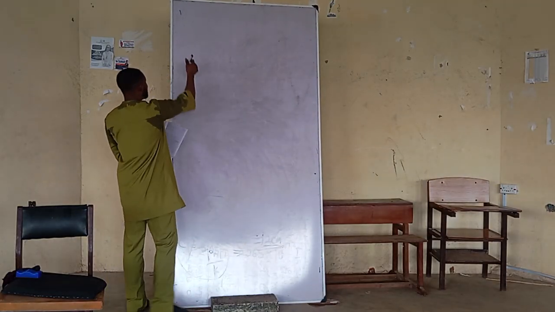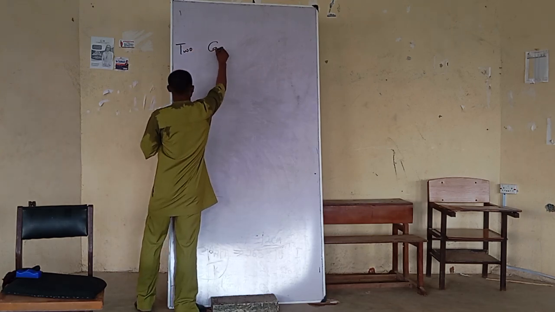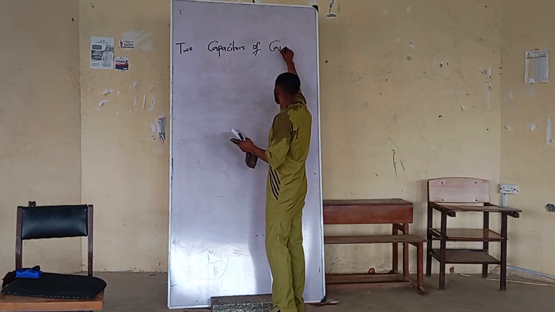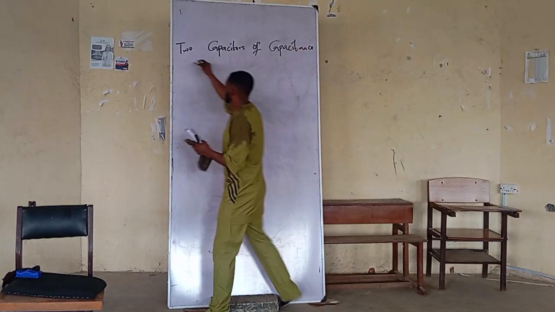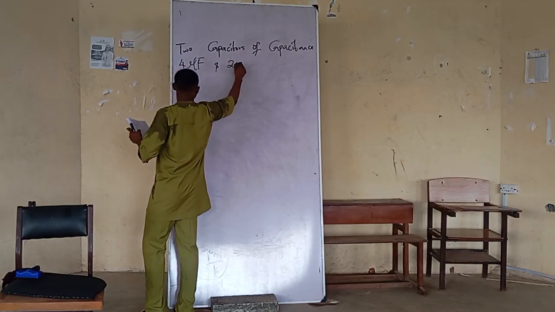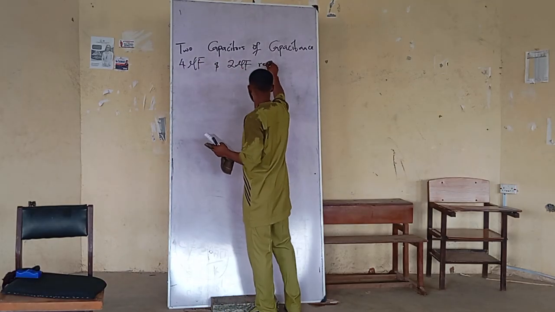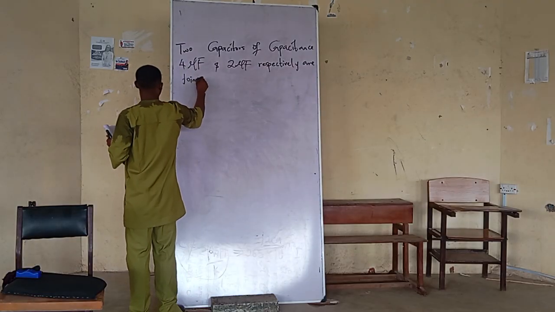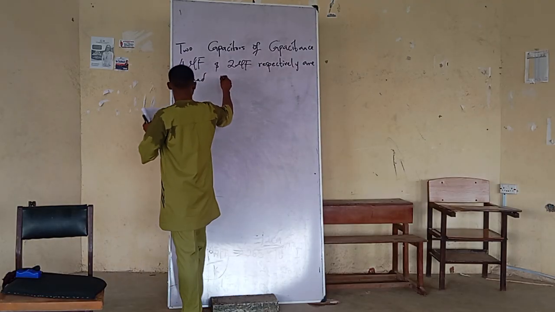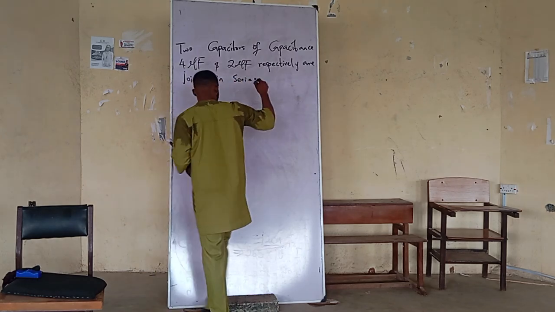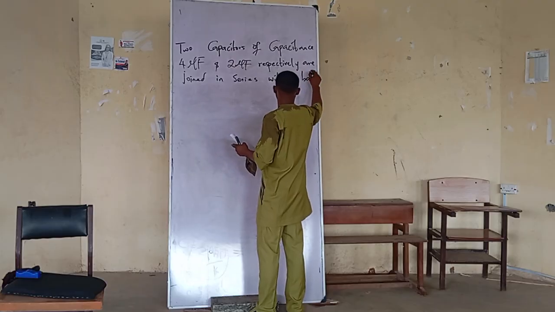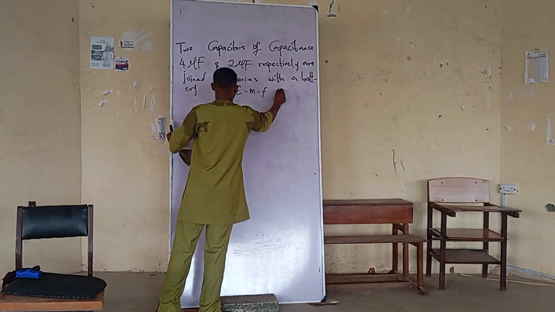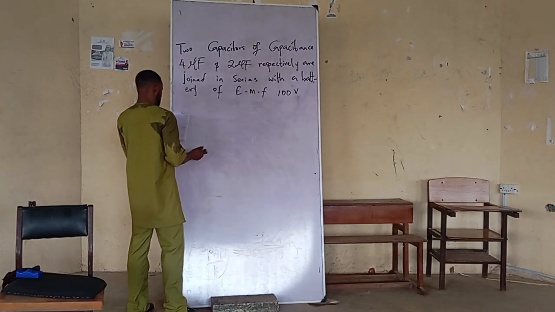I said 2 will be fast. Capacitors of capacitance 4 microfarad and 2 microfarad respectively are joined in series with a battery of EMF 100 volts. Full stop.